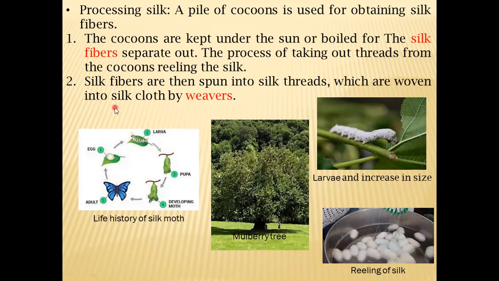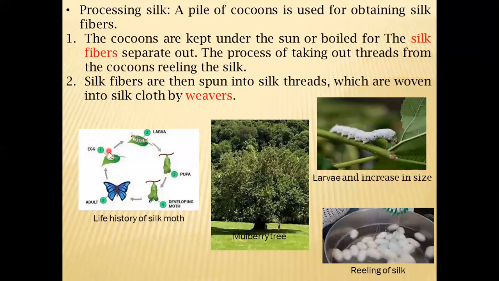Okay, children. What happens when the silk fibers are extracted? Then they are spun into silk threads, which are woven into silk cloths by weavers. You should know, children, the process of making silk threads into silk cloths is known as weaving, and the people who do weaving are known as weavers. Next, the life history of the silk moth.